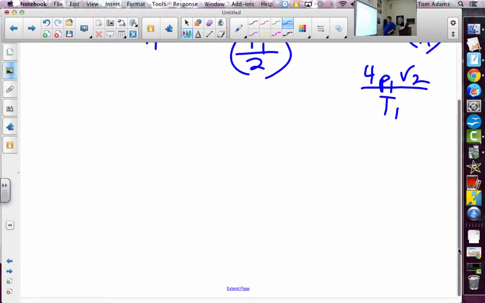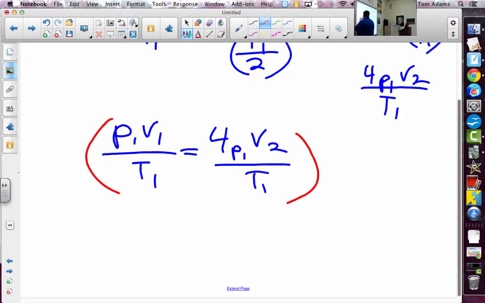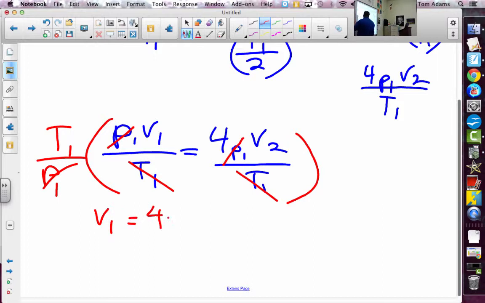So now to find the relationship, they want to know how the volumes change. I'm going to start with P1 V1 over T1, and now it's equal to 4 P1 V2 over T1. Now the reason Mr. Adams set it up this way is that when I take this whole thing and multiply it by T sub 1, these T's cancel. And then when I divide everything by P sub 1, these P's cancel. So what I'm really left with is V sub 1 is equal to 4 times V sub 2. Okay?